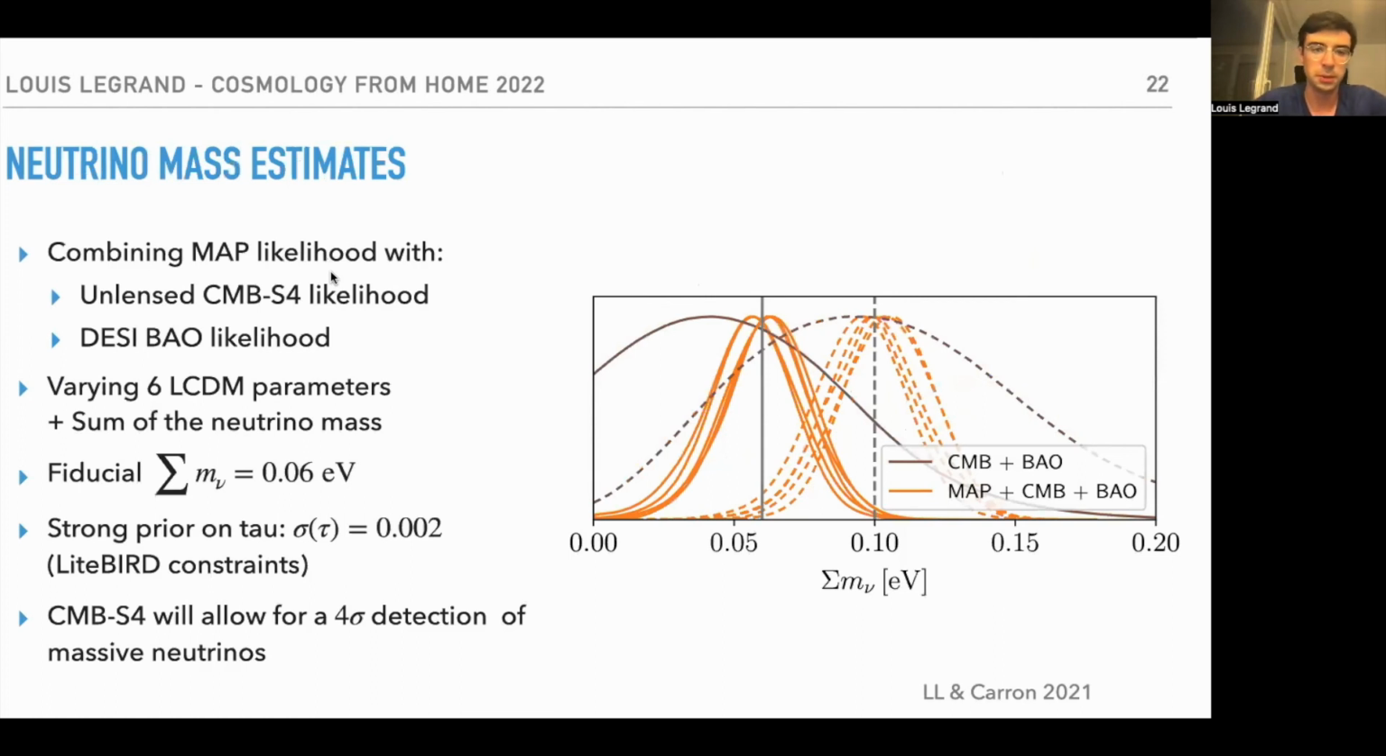And we also estimate here the neutrino mass. So here we vary lambda CDM plus the sum of neutrino masses, assuming 2 different cosmologies also. And we also see that we can get unbiased recovery of the neutrino mass in the simulation. And also with CMB stage 4, we expect to get a 4 sigma detection of the massive neutrinos in the case of the minimum mass 0.06 electron volts.